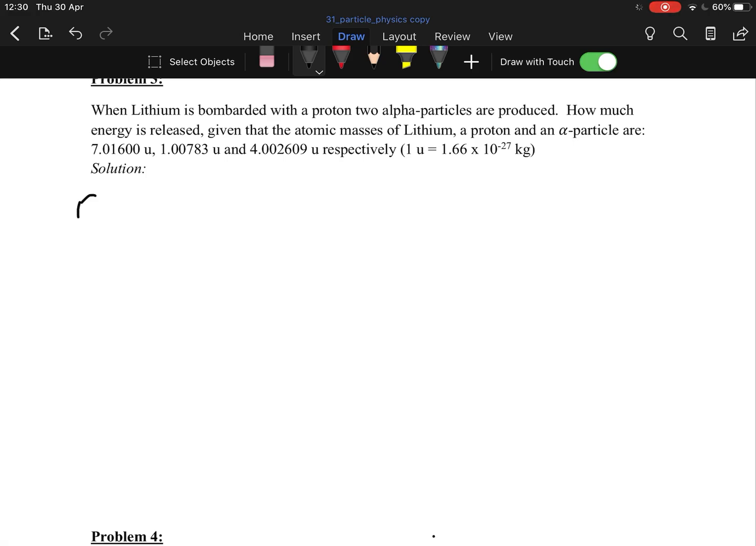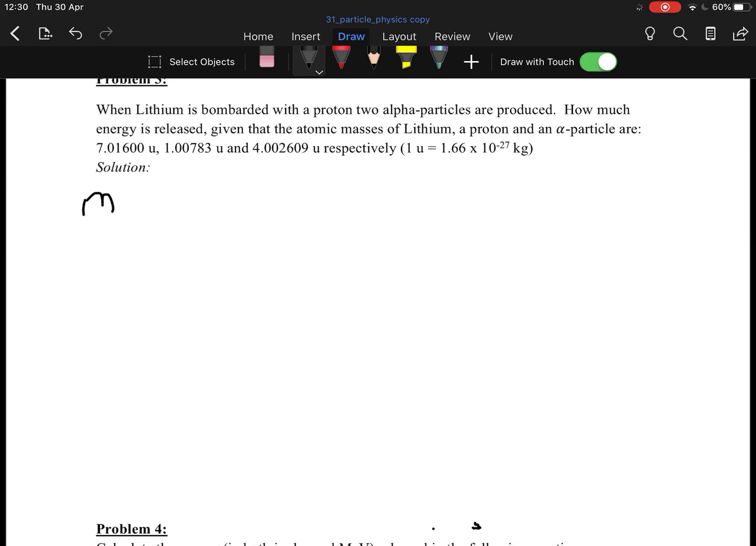mass of reactants. Okay, so the pen has gone. Give me a second or no. I'll try and get this thing to work again. It seems to be. Here we go.